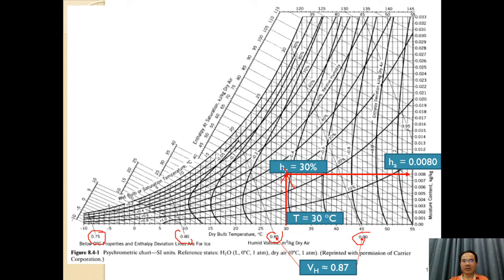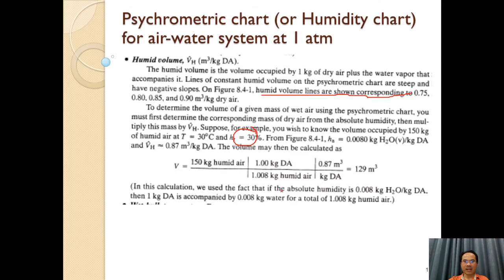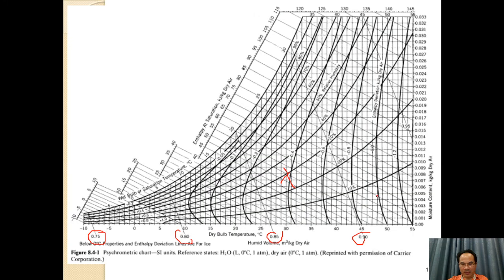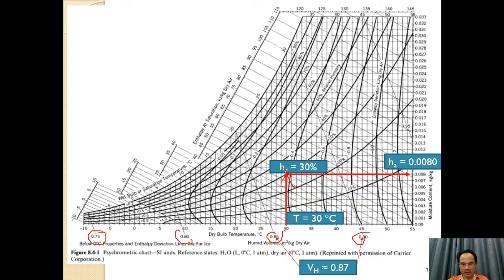You know the humid volume and you know the mass of dry air, so you can calculate the volume. This is the specific humid volume. For this case, you get a humid volume of 0.87 cubic meter per kilogram of dry air. And also, you know the absolute humidity. For this case, you drag the horizontal line to contact the humidity axis, and you get about 0.008. It is the absolute humidity.